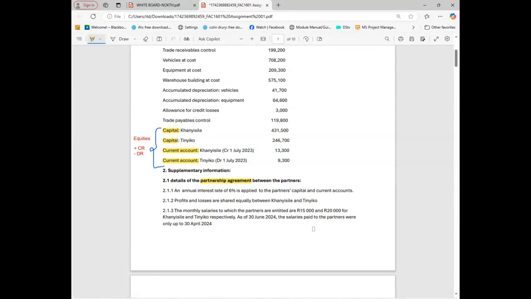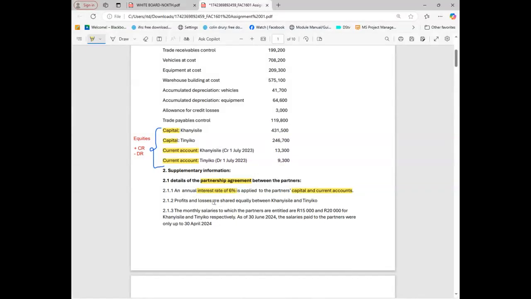In this case, they say there's an annual interest rate of 6% that must be given to both partners' current accounts. So it means for the current accounts and the capital accounts of the partners, we will have to make sure that we calculate interest on them and give it to the respective partners.